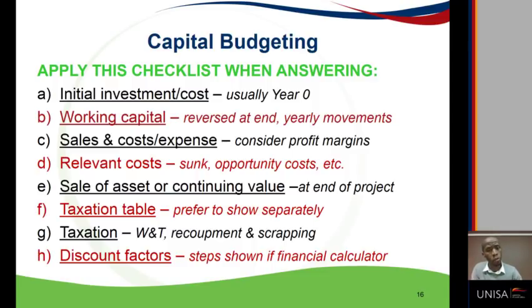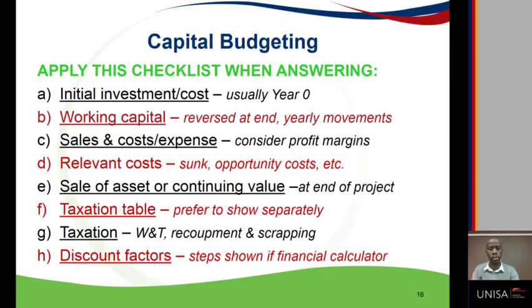Another thing to take note of is the continuing value. There are instances where we say this project is going to run in perpetuity. In that instance, you must establish the continuing value, which is something we've done in discounted cash flows as well. You can go to page 451 of your textbook to see the concept of continuing value. Another thing to look at is the taxation table. Personally, I prefer to do the tax calculation separately, as it makes my workings neater. Make sure you highlight things like your wear and tear, your recoupment, or your scrapping allowance. Then the last point is the discount factors. It just shows the steps.